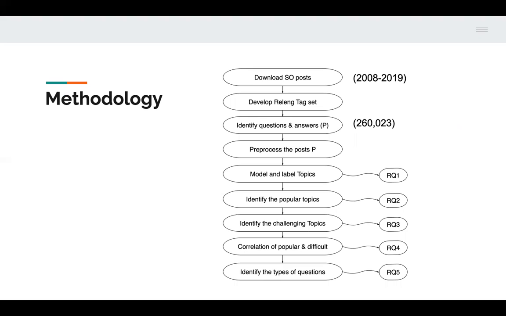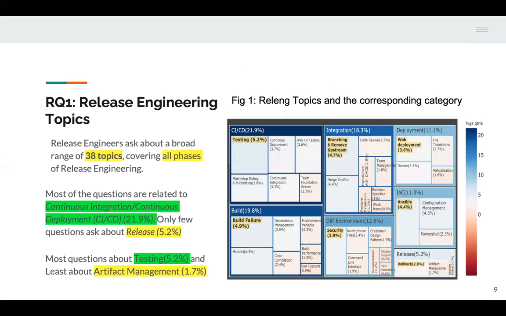To address our research questions, we followed a methodology whereby we extracted the necessary data related to release engineering only. In general, we extracted the data that was ever posted from 2008 to 2019. We then developed a set of keywords that was used to extract the posts related to release engineering. In total, we extracted a total of 260 posts. We then processed and modeled this into topics that were used to answer our questions 1 through 5, as explained in the next slides. Using topic modeling techniques, we identified a total of 38 topics that cover all phases of release engineering from integration till the release phase.